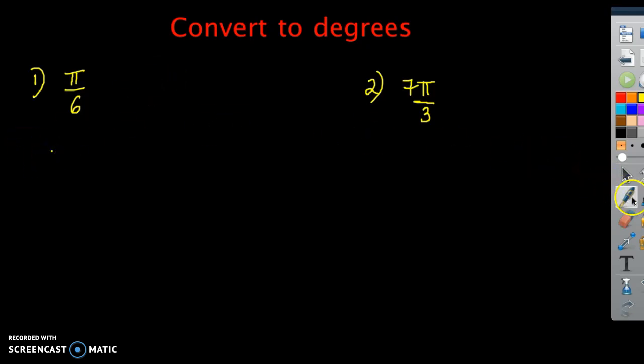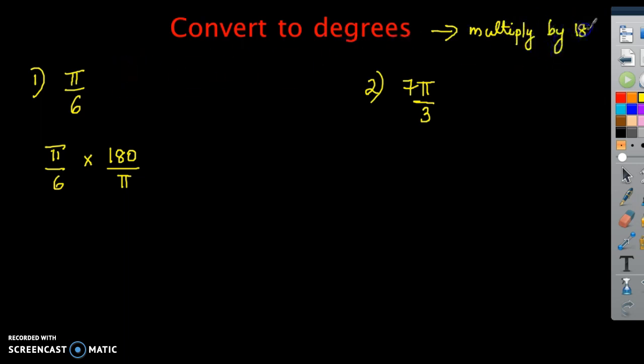So I take pi over 6 and I multiply it by 180 divided by pi. To convert to degrees, we have to multiply whatever angle is given to us by 180 degrees divided by pi.